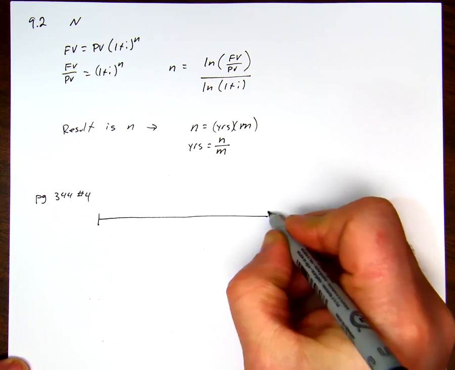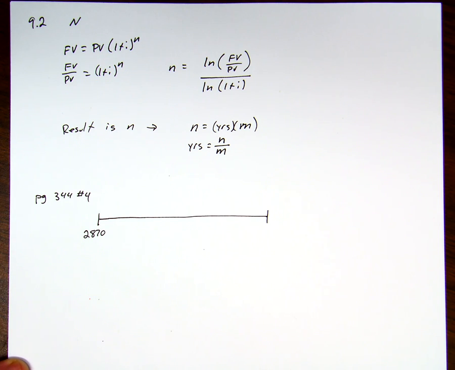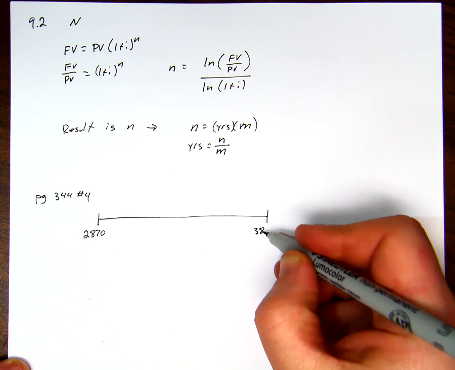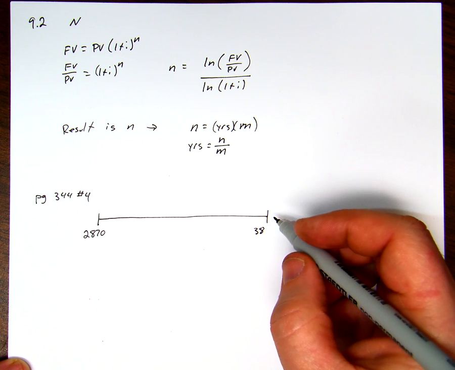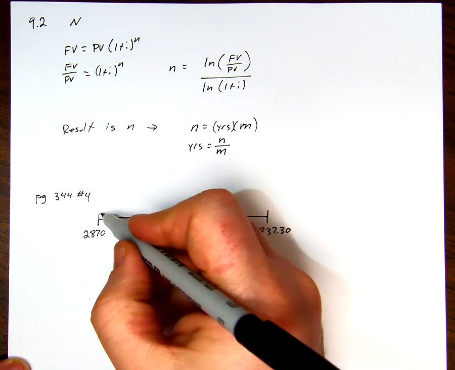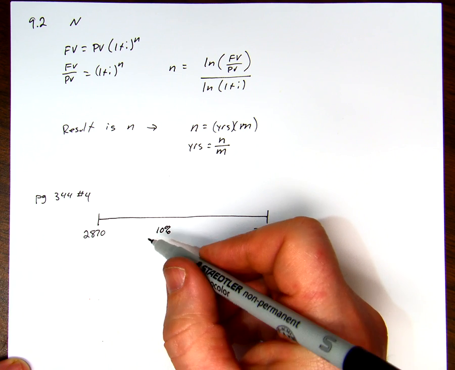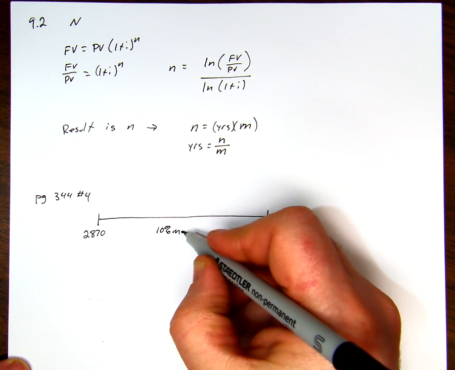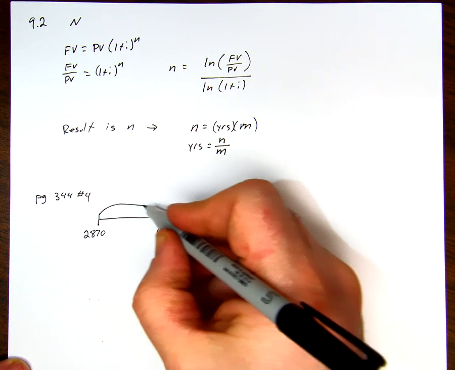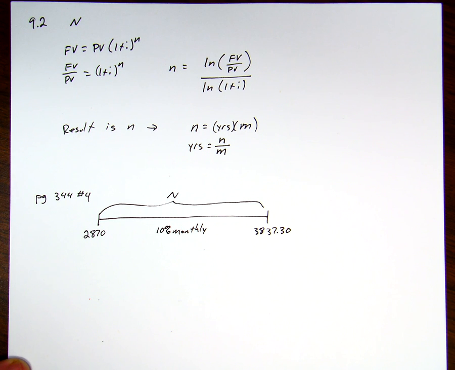So we have a timeline that says the loan started at $2,870. Its current balance is $3,837.30. This is growing at 10% compounded monthly. And what we're looking for is that length of time.